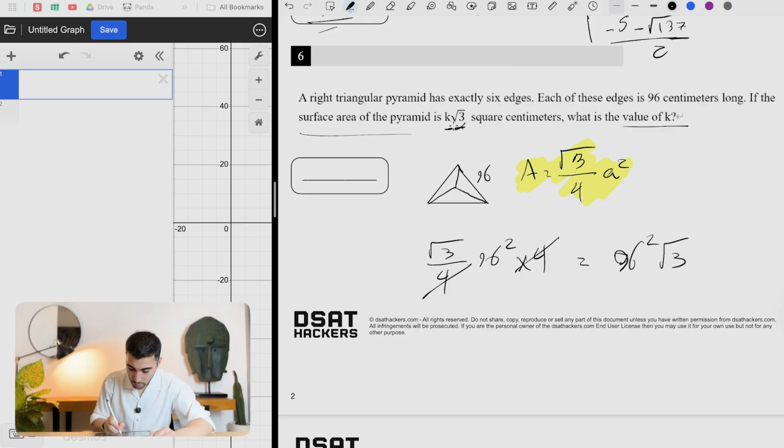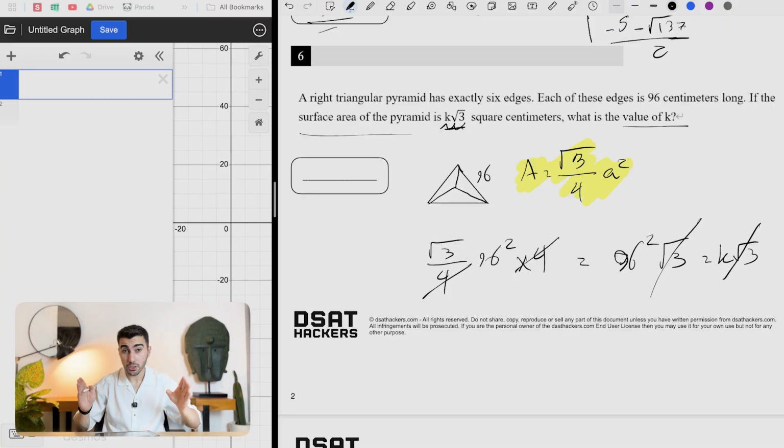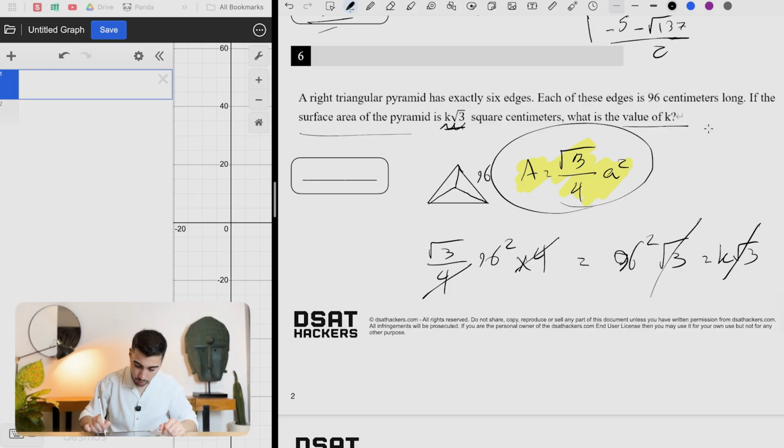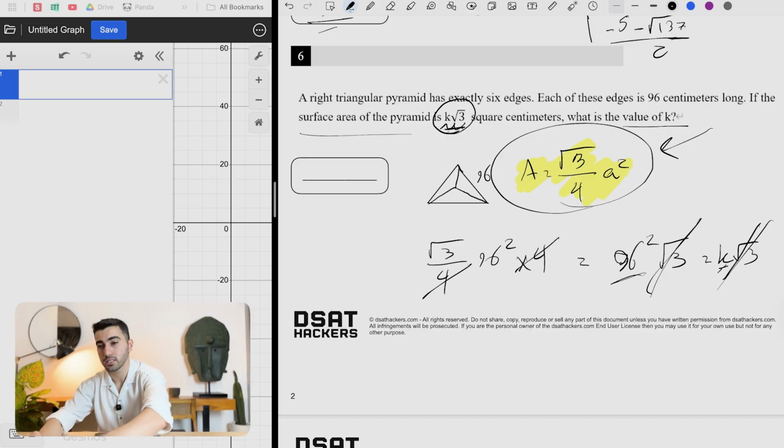So this is equal to, the question says k root 3, and you can see that root 3 is also cancelled out. So this means the College Board itself wanted you to know this formula, because the root 3s, they even gave you this in the root 3 format. So you even cancel these root 3s and you can see k is equal to 96 squared, and 96 squared is the easy part. You don't want to make a mistake here.